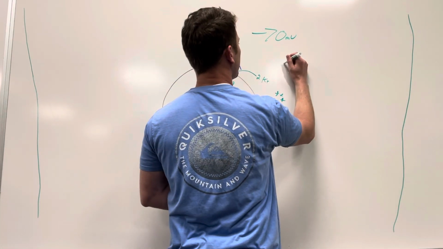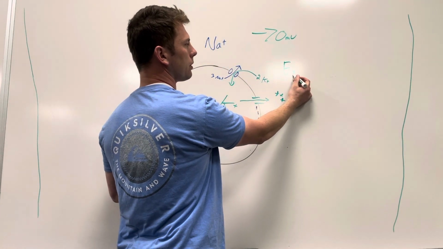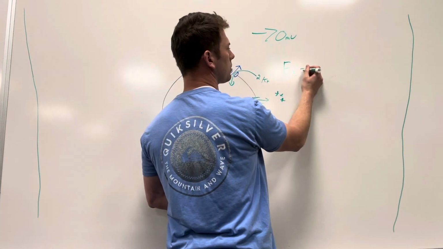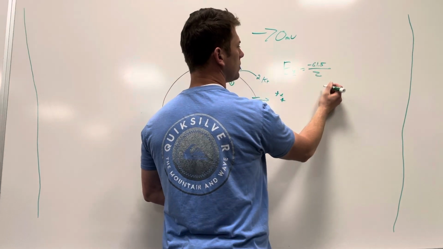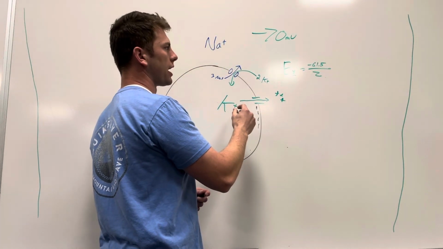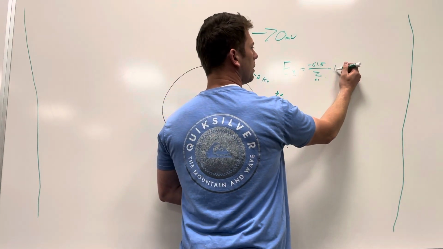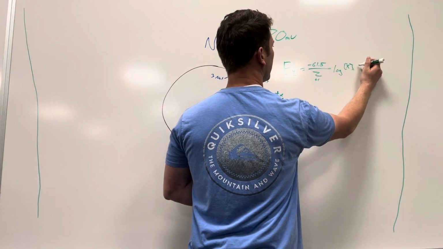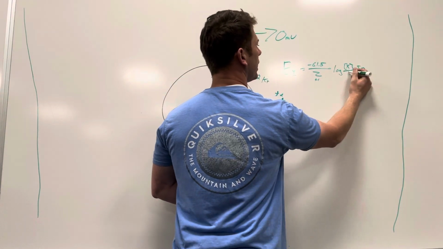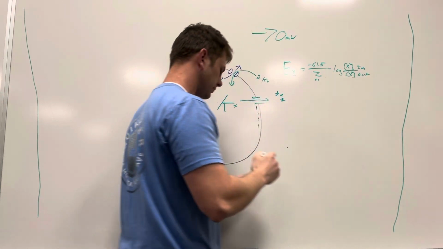Yeah, you can still see that. Which is E of X, meaning the ion we're using, so let's use potassium, is equal to negative 61.5 over Z, which is the charge of that ion you're using. So in potassium's case, we're using +1, multiplied by the log of the concentration of the ion in the cell over the concentration of the ion out of the cell.